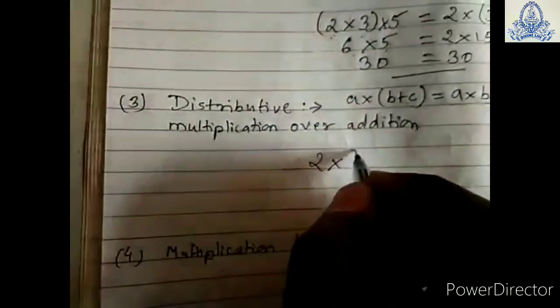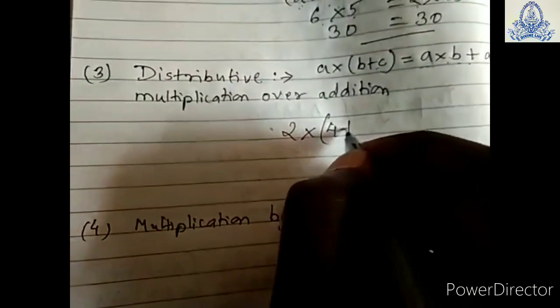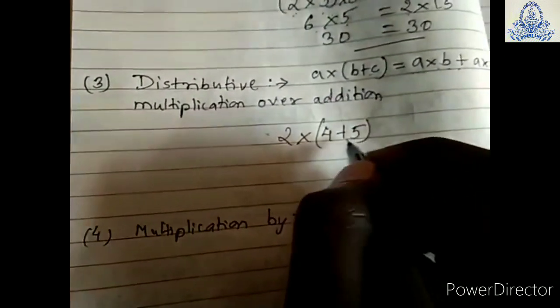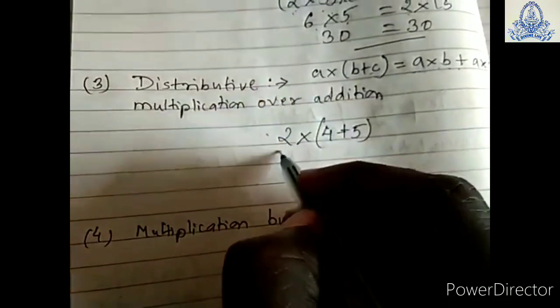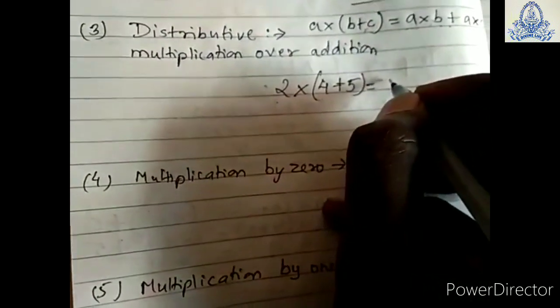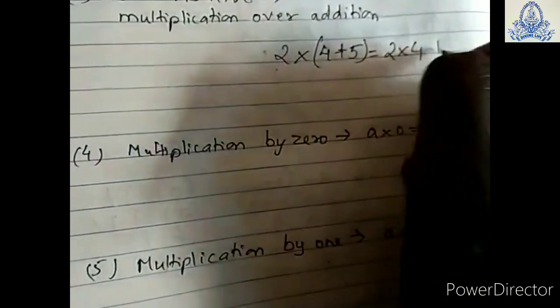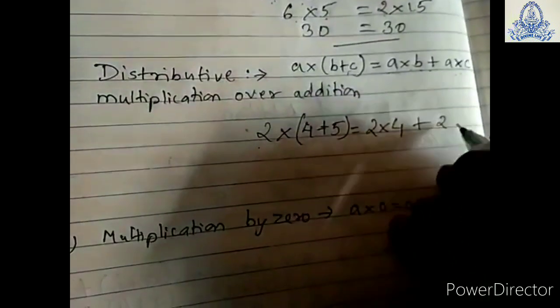2 into 4 plus 5 we can take. I have taken A as 2, B as 4, C as 5. On the right hand side also we will write the same thing: 2 multiplied by 4 plus 2 multiplied by 5.